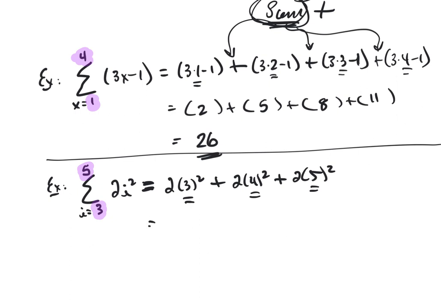Again, what's expected out of you guys is to do the arithmetic. 3 squared times 2, 4 squared times 2, and 5 squared times 2. So we get 18, 30, and 50. And when we add those up, I believe that adds up to 100. Okay?